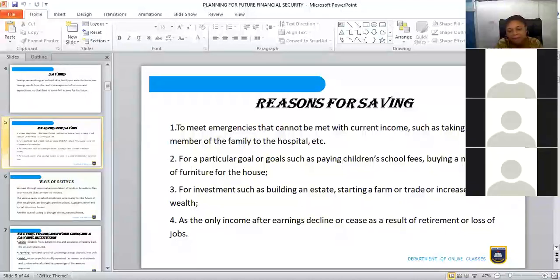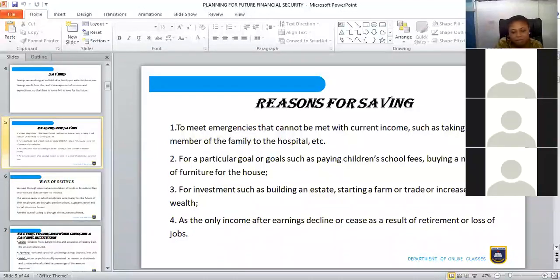Remember, the goal could be a short-term goal or a long-term goal. You can still save towards that. And then three, you can also save for investment, such as building an estate or starting a farm or a business or trading, or you want to increase your wealth.